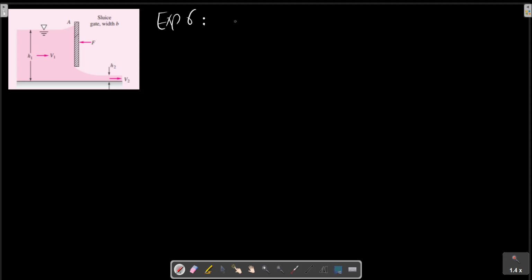Example 6. The sluice gate in this picture controls flow in an open channel at sections 1 and 2, shown in this picture here. At sections 1 and 2, the flow is uniform and the pressure is hydrostatic. So let me write it, chapter 3, fluid mechanics.